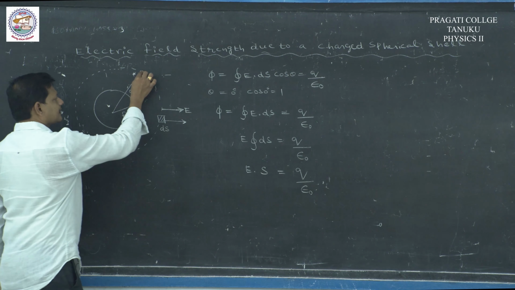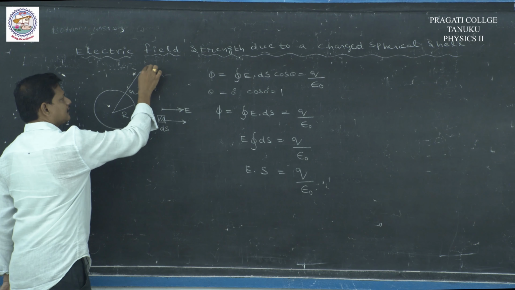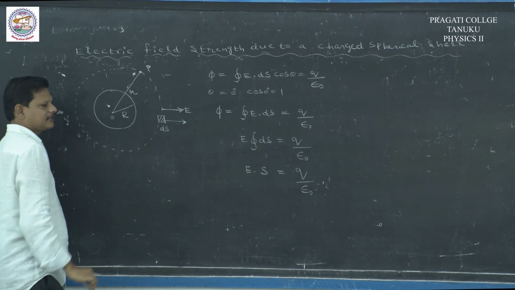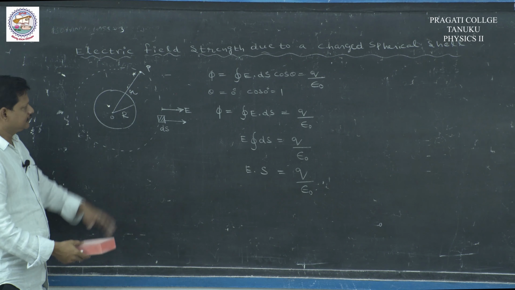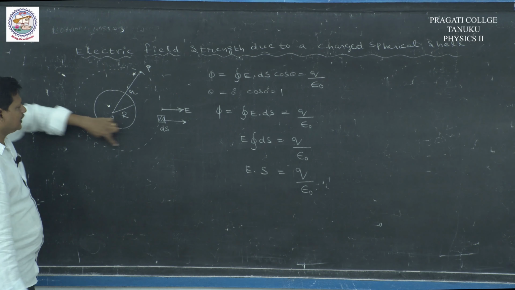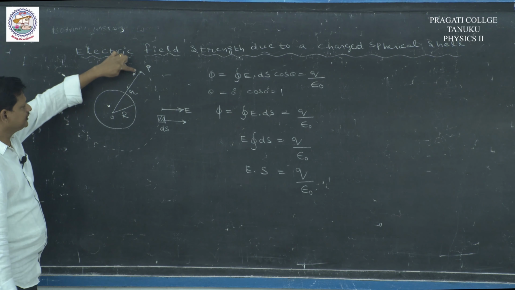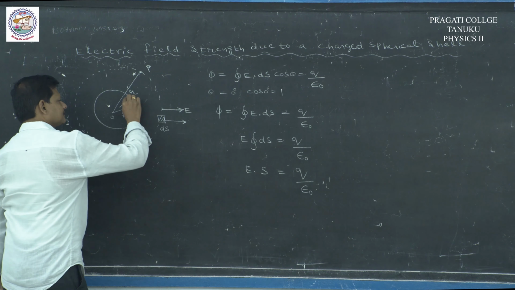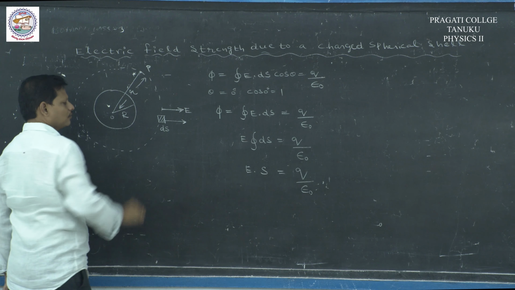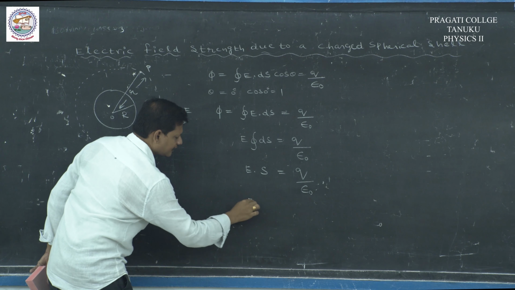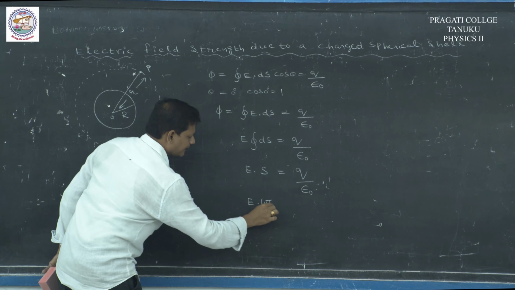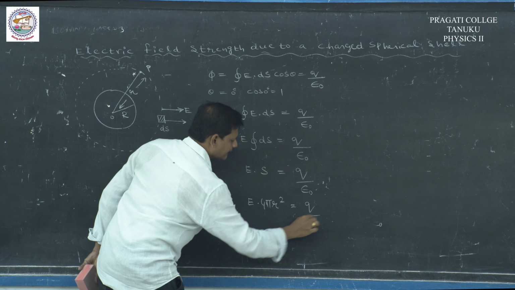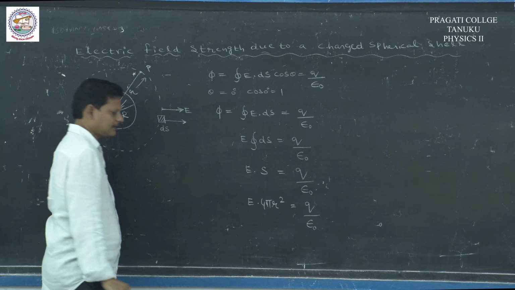Let us consider a point on the Gaussian surface which is at a distance small r from the center of the spherical shell. We know the surface area of the sphere is 4 pi r squared, so E times 4 pi r squared is equal to q by epsilon naught.